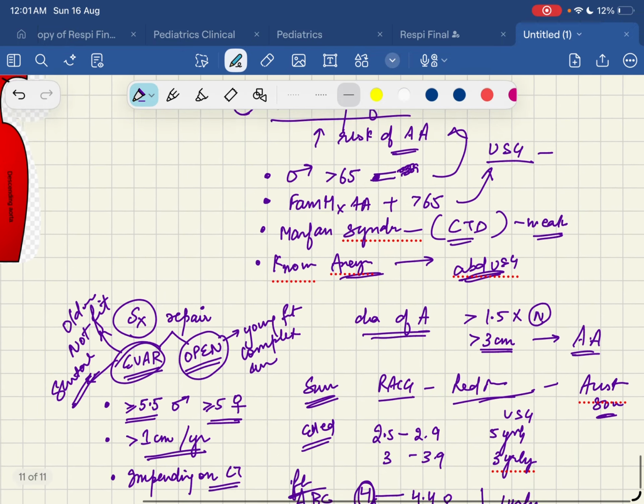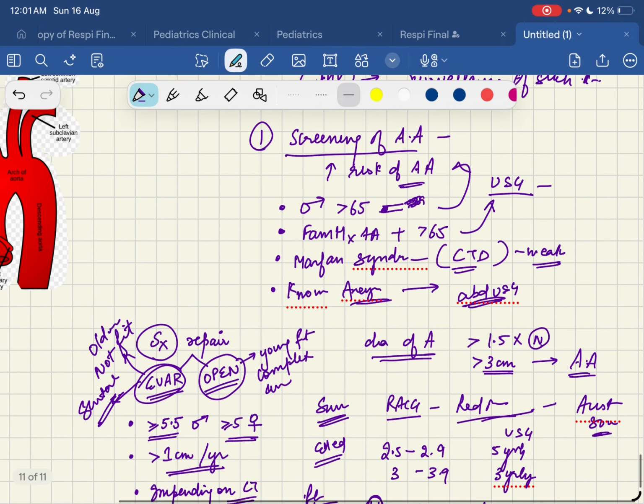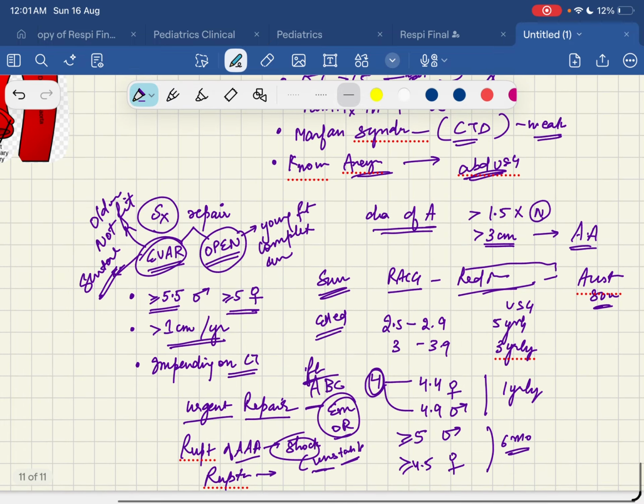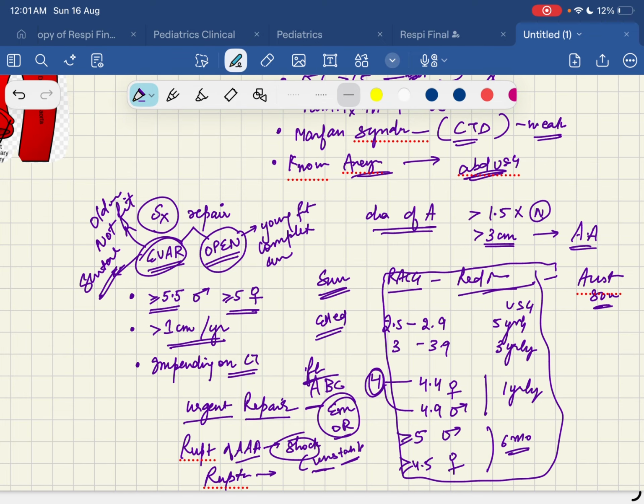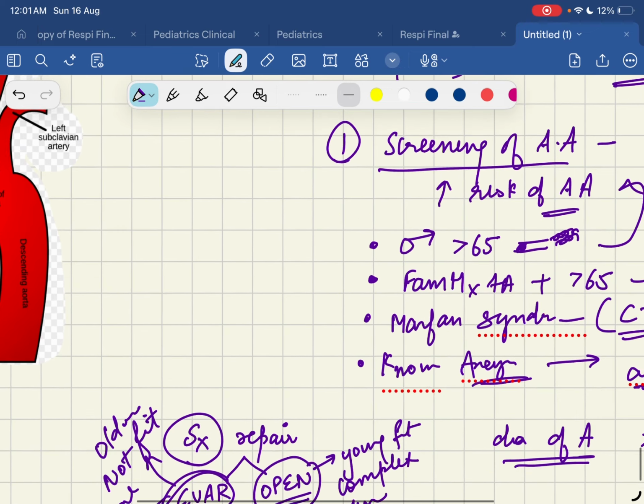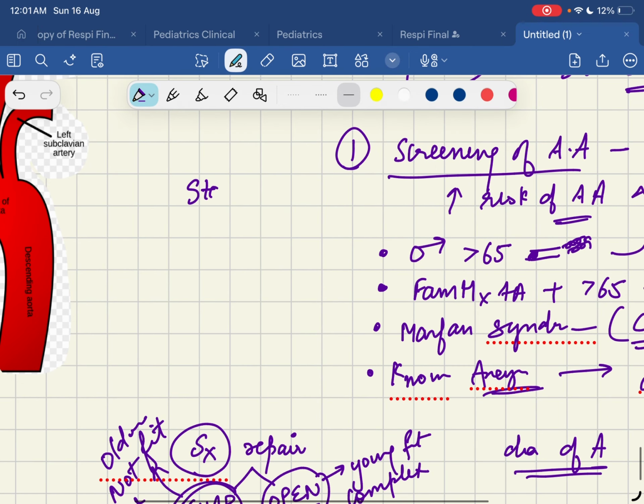And for those patients who are undergoing surveillance, these are the surveillance timelines, and those who are undergoing surveillance, you also need to put them on statins, on antihypertensives, on antiplatelets, and obviously smoking cessation is the most important.